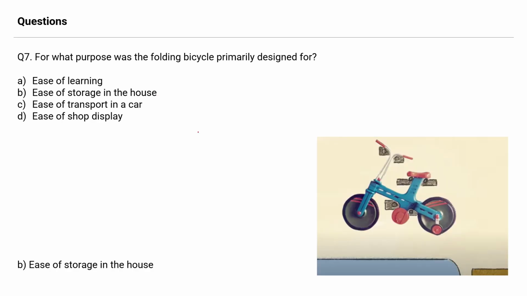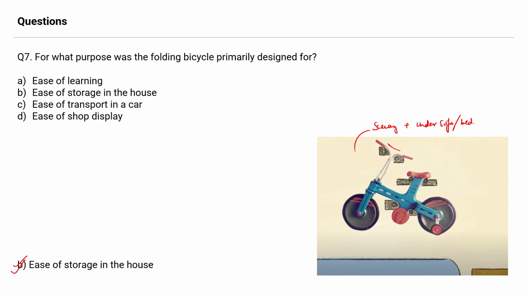Correct. So the correct answer is ease of storage in the house, option B. And you would have seen that he also showed a couple of ways in which it can be hung around like a scenery on the wall, or put under the sofa or under the bed. Essentially because the handles could be turned around.